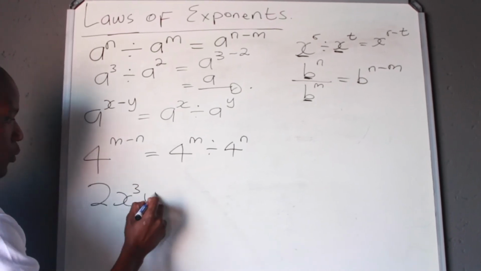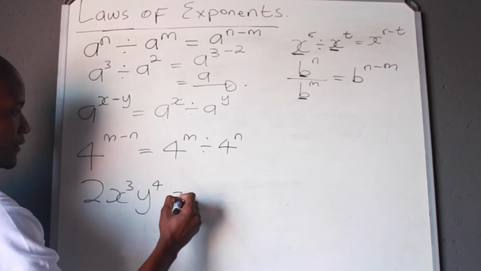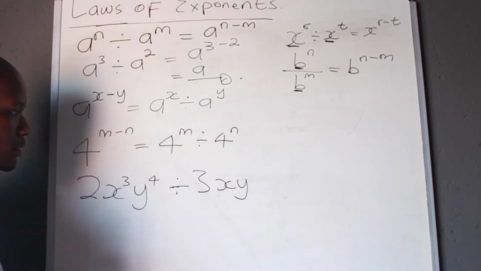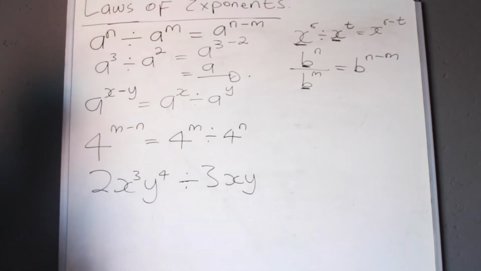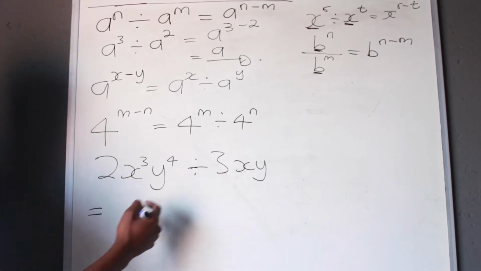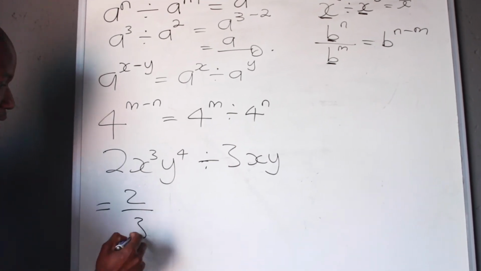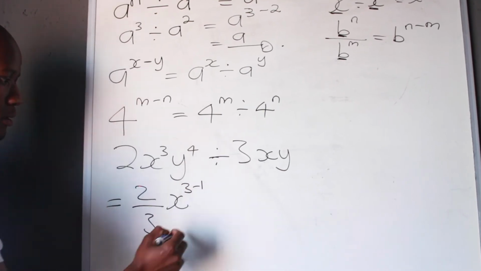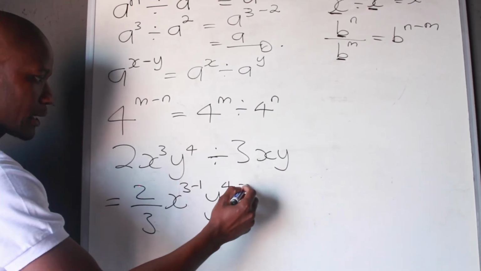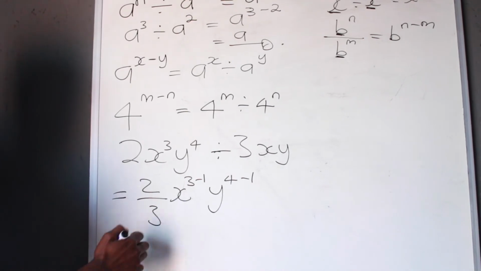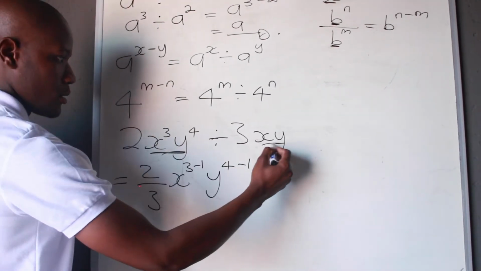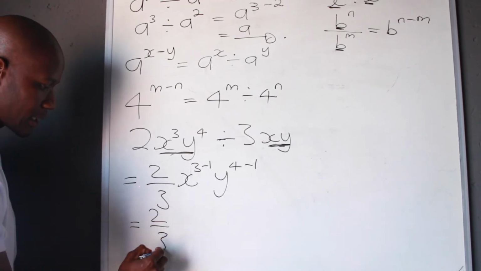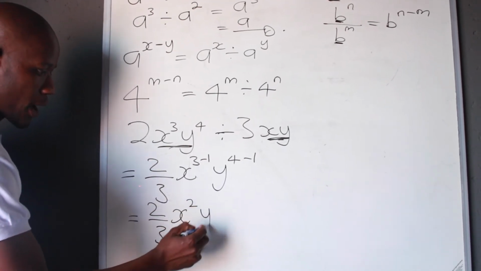So 2x cubed y to the power 4 divided by 3xy is going to be 2 divided by 3, x to the power 3 minus 1, y to the power 4 minus 1. When we divide the same base, we subtract the exponent. So it's 2 over 3 x squared y cubed.